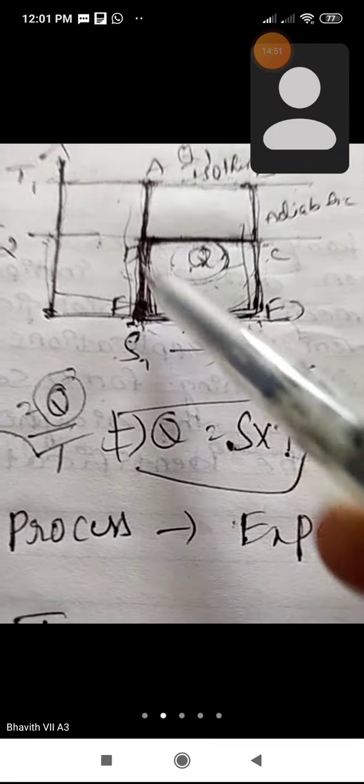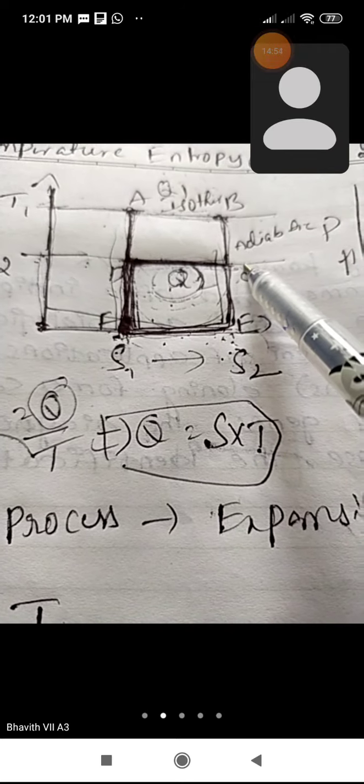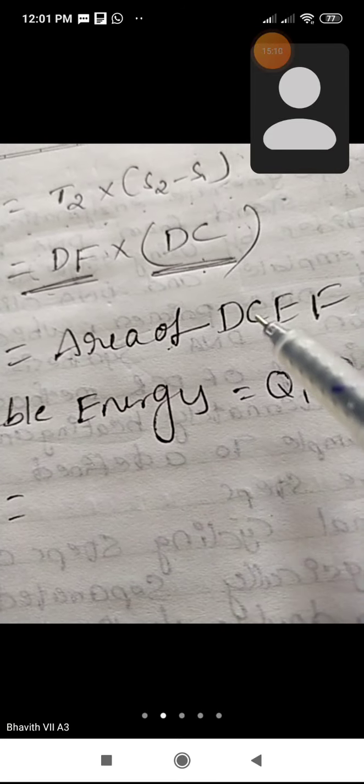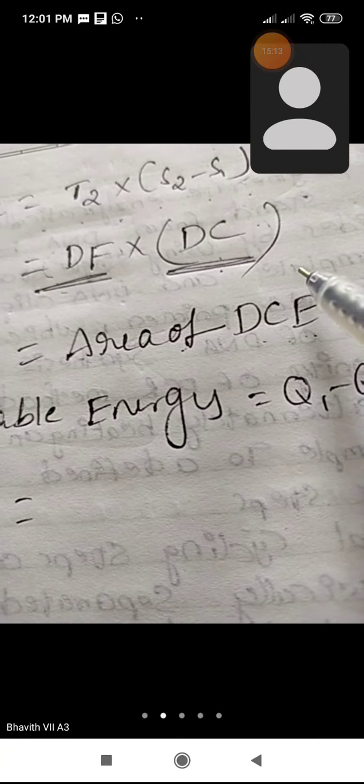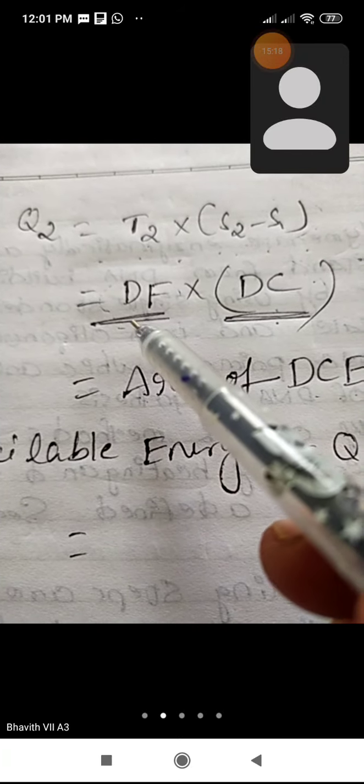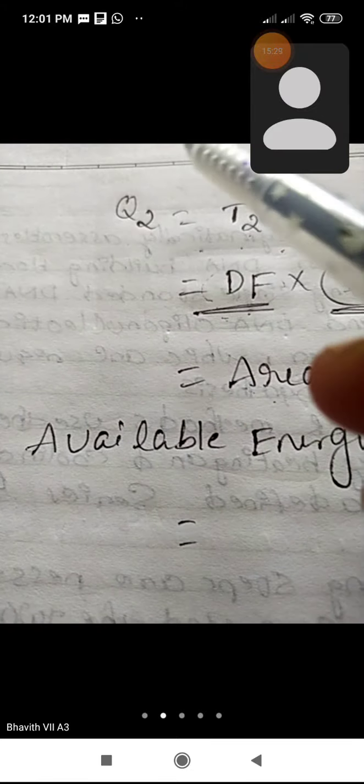So here DF is the height and DC is the length. The product of these two is nothing but the area of DCEF. So instead of writing DF into DC, we can simply write area of DCEF. Do you understand? Instead of DF into DC, we can write area of DCEF. This is how we find Q1 and Q2.